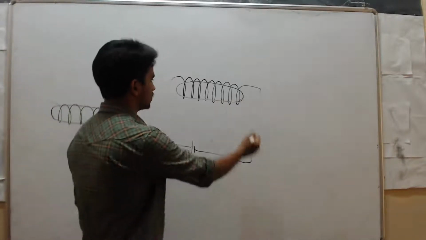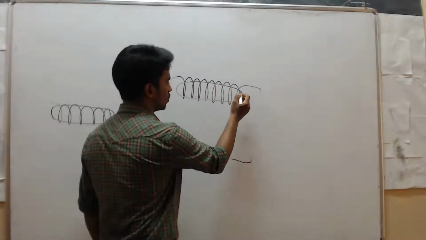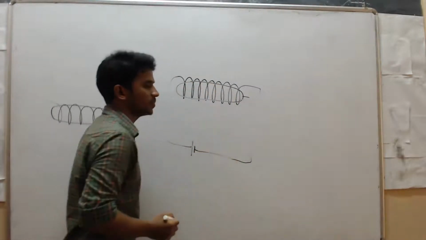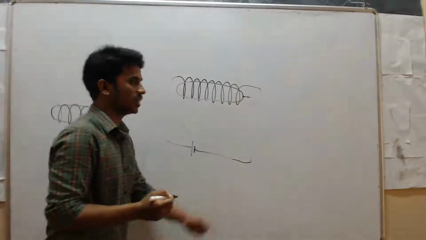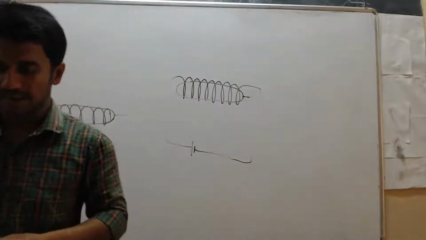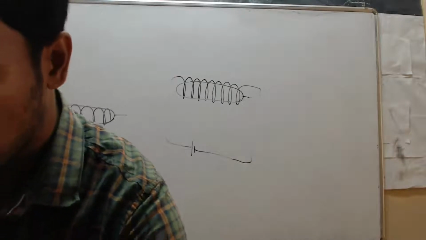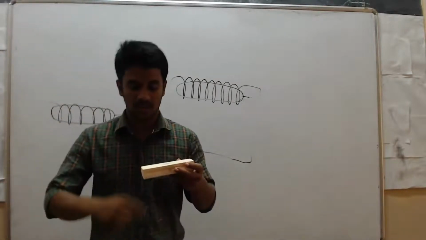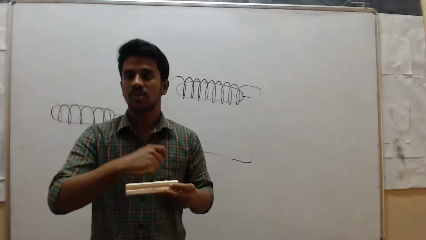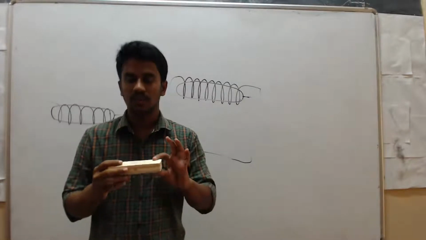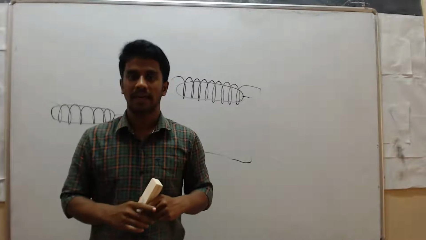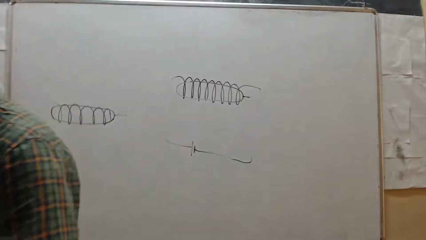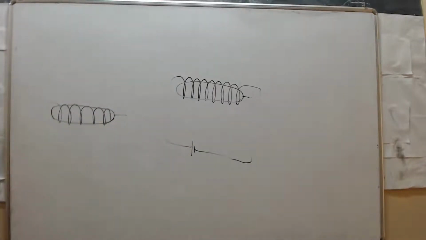Here we can see this is a soft iron core, and here we have put that wire. So we can say that this is an electromagnet. Here we can produce a strong magnet. Just imagine this is a piece of iron. Take a wire and wind it like this. Then just pass a current, and we can say that this is an electromagnet. Clear? What is an electromagnet?